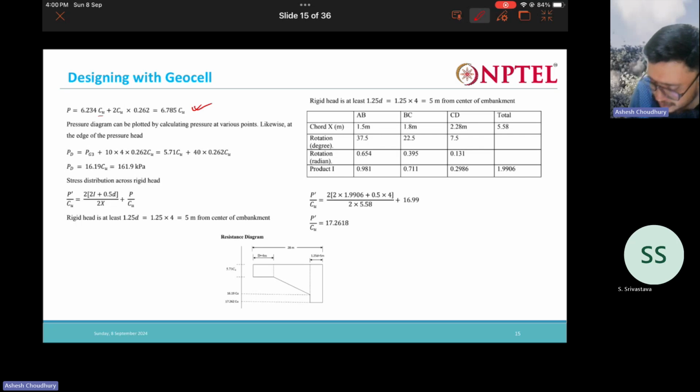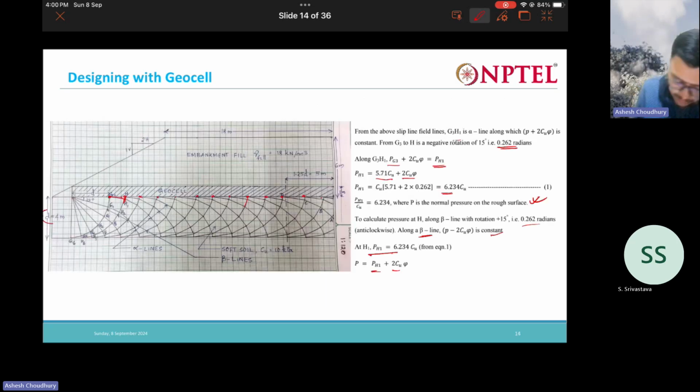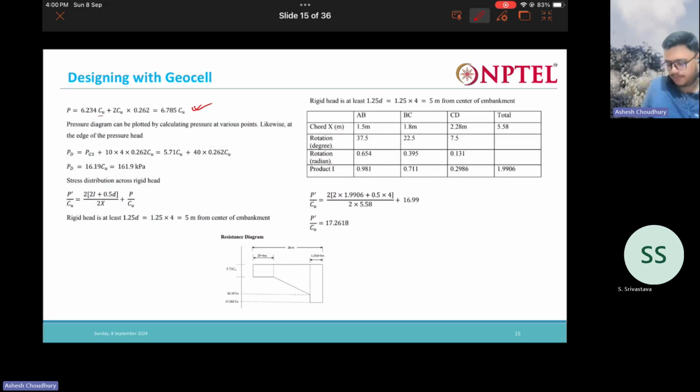Like this we are going to calculate it step by step. If you know the pressure at one point, you can just go along the alpha lines and beta lines continuously, and calculate the pressures or whatever stresses you want at all the points you need. This is the beauty of the slip line method.